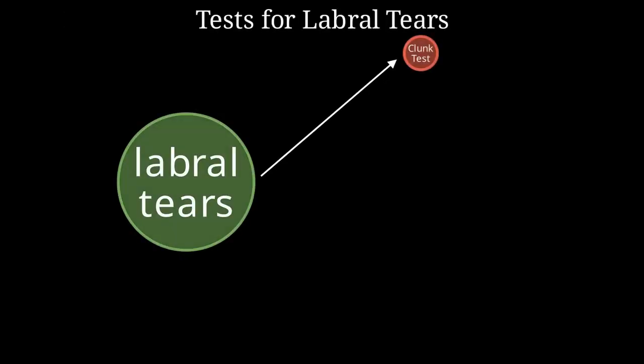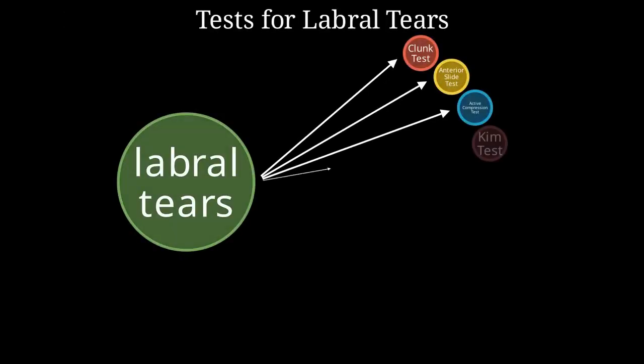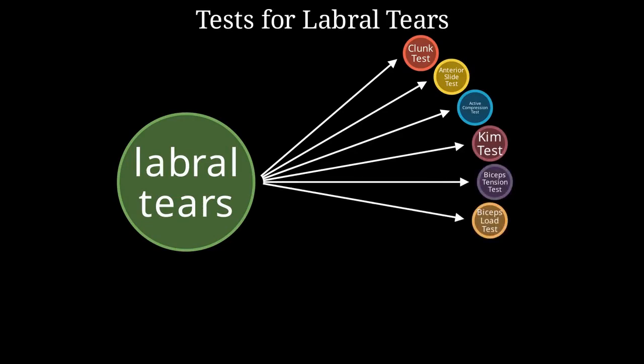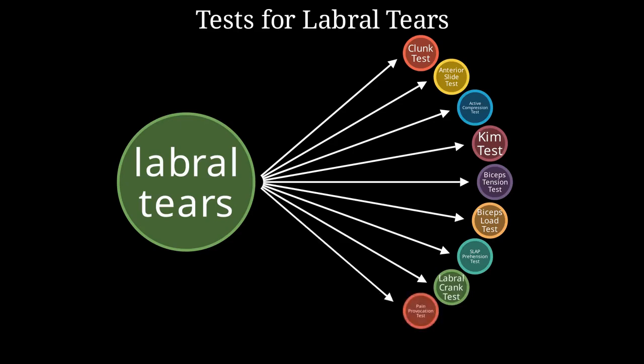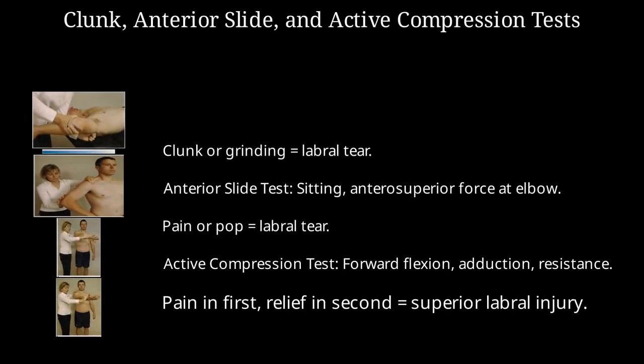Labral tears are assessed using the Clunk test, Anterior slide test, active compression test, O'Brien, Kim test, biceps tension test, biceps load test, slap prehension test, Labral crank test, and pain provocation test. The Clunk test is performed supine, with abduction and rotation of the arm. A clunk or grinding sound indicates a labral tear.